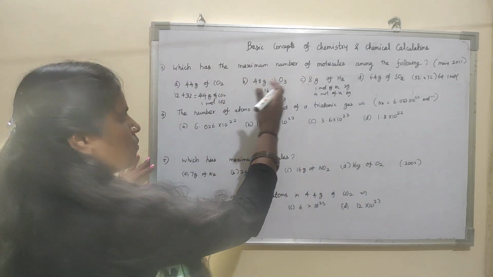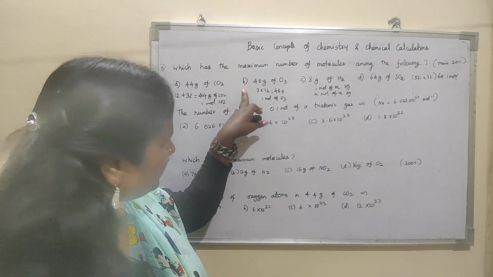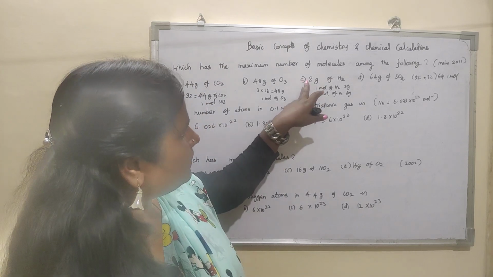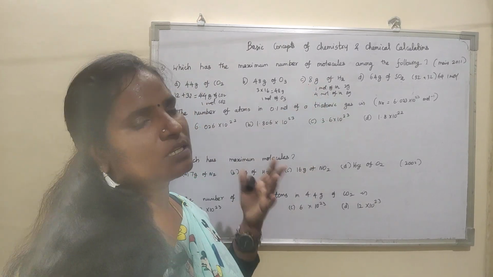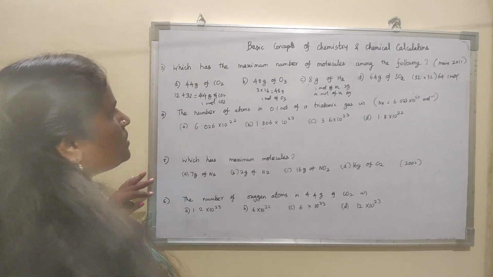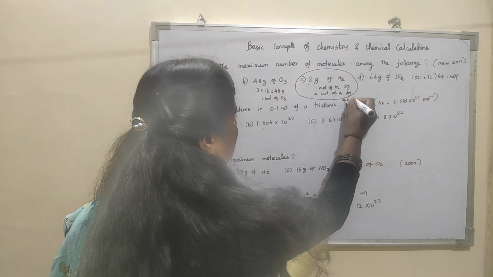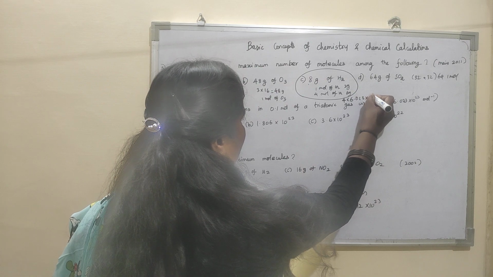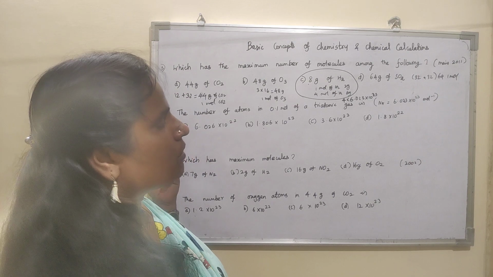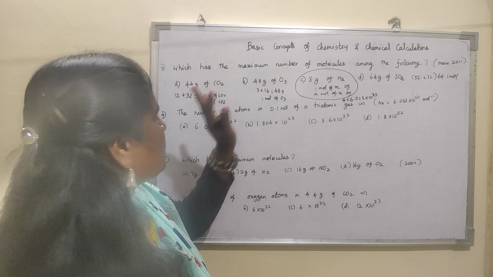So everything else contains 1 mole: 44 gram of CO2 is 1 mole, 48 gram of ozone is 1 mole, 64 gram of SO2 is 1 mole. But 8 gram of H2 is 4 moles of hydrogen molecules, which means 4 times the Avogadro number. So this is the maximum number of molecules, 4 into 6.023 into 10 to the power 23, which is 24.0, approximately 24 into 10 to the power 23 molecules. So this is the option.